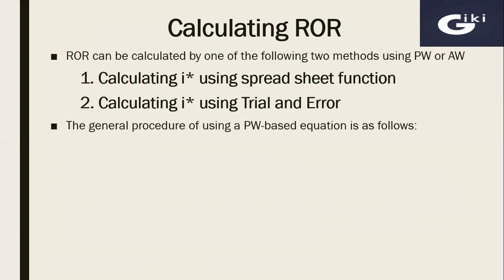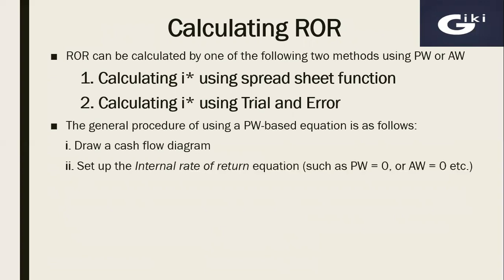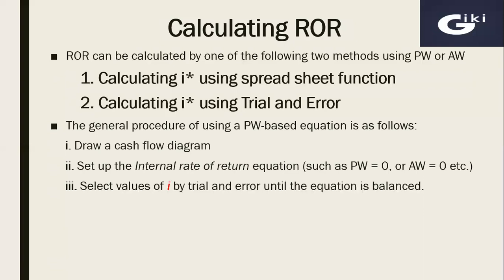The general procedure for using a present worth based equation is as follows. First of all, we have to draw a cash flow diagram. Second, set up the internal rate of return equation, that is present worth is equal to zero, or annual worth is equal to zero, or present worth of inflows is equal to present worth of outflows, or annual worth of outflows is equal to annual worth of inflows. You can use any of these equations. Then we have to select values of interest rate by trial and error until the equation is balanced, or until the result is zero.